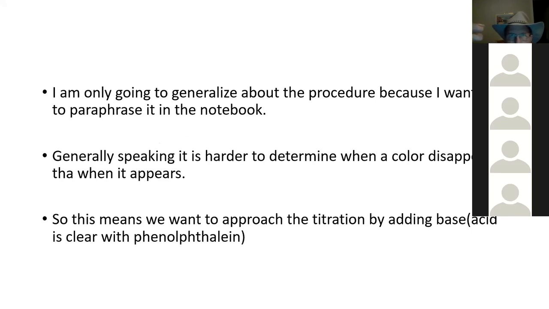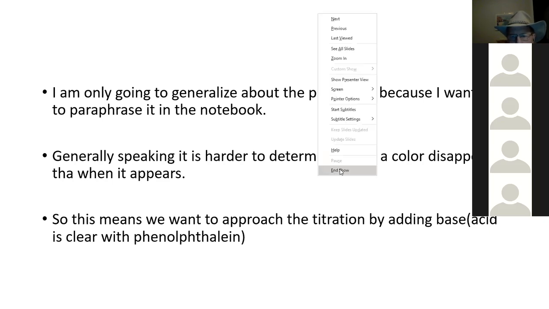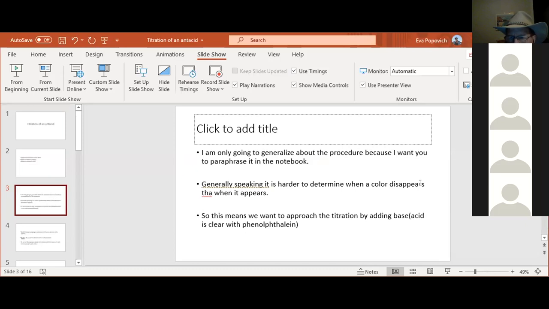Generally speaking, when you're looking at something, it's harder to discern when a color disappears than when it appears. Yeah, I'm sorry, I wrote that backwards. Do you buy that, guys? If you don't, you have to for this lab anyway. This is a fact. It's harder to figure out when something disappears rather than when it starts to appear.